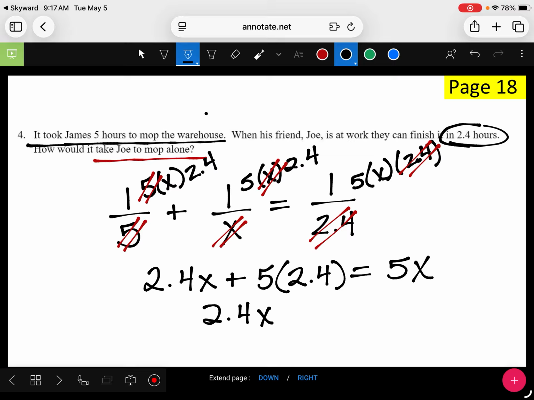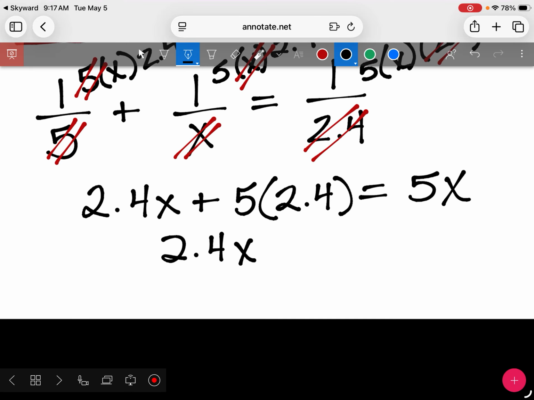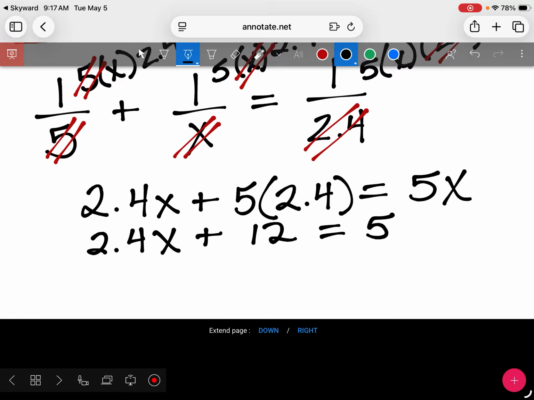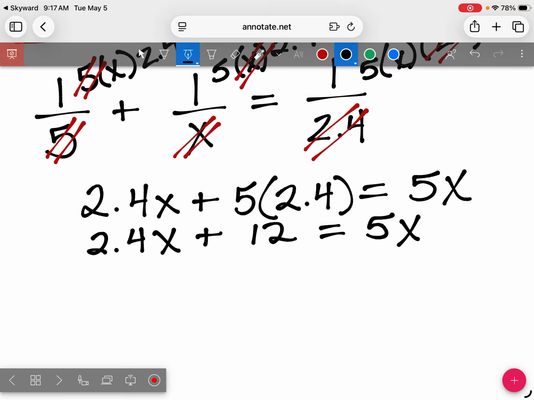All right, so this is what I had at this point. So now I'm going to multiply. So I have 2.4x plus. Now you take 5 times 2.4. That equals 5x. So the x's are on opposite sides.